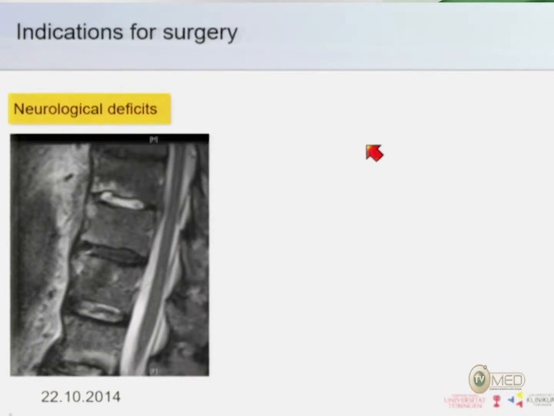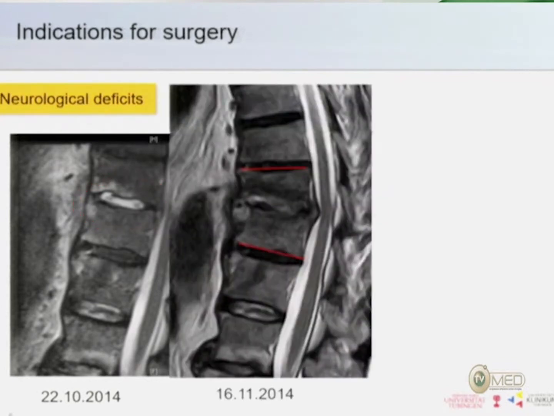Another indication, of course, are the neurological deficits. This is a patient who came to me in the year 2040. You can see here this spondylodiscitis T10 and 11, and no epidural abscess, and the patient says, "Oh no, doctor, no surgery for me, please." So I said, "Oh, okay, we can wait." 1 month later, you have a changed situation.